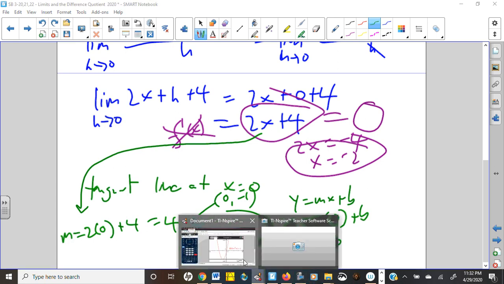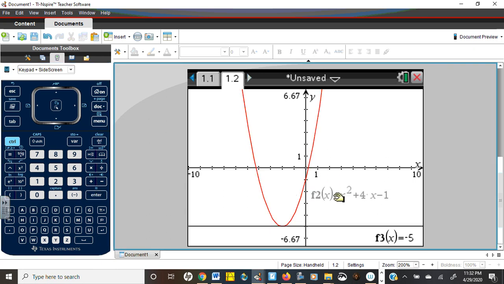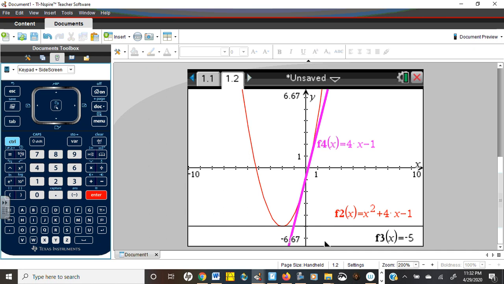Okay, so let's go back into the graphing calculator, and we're going to enter that function right in there. Let me move this out of the way. We're going to do 4x minus 1, and go ahead and graph that. And, oh, look at that. It is tangent right through that point.